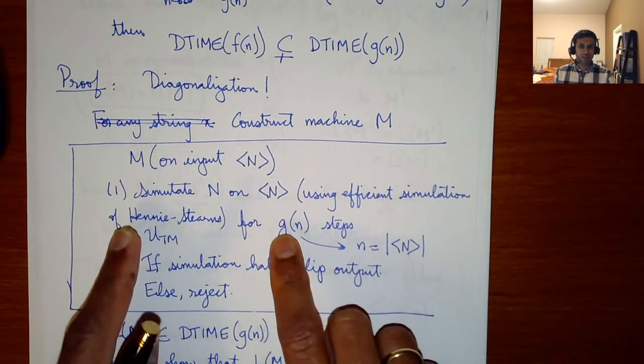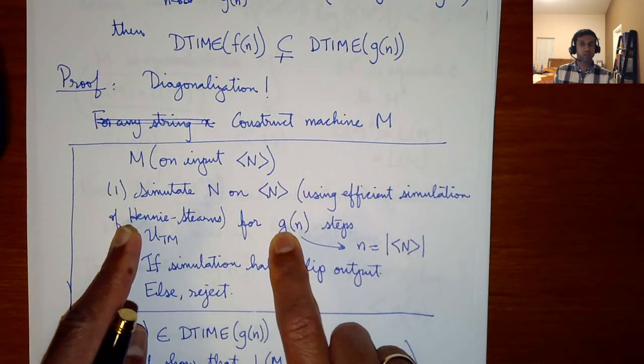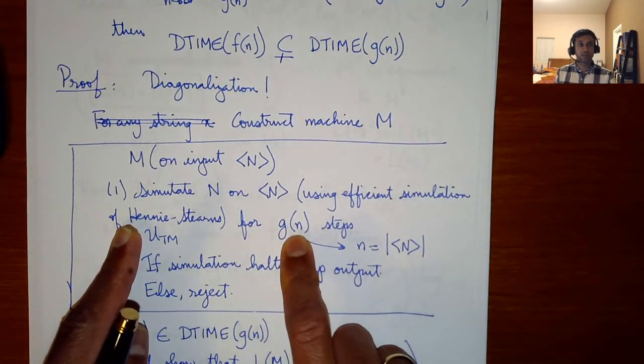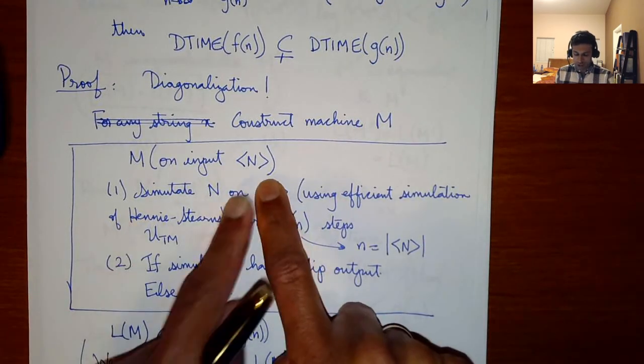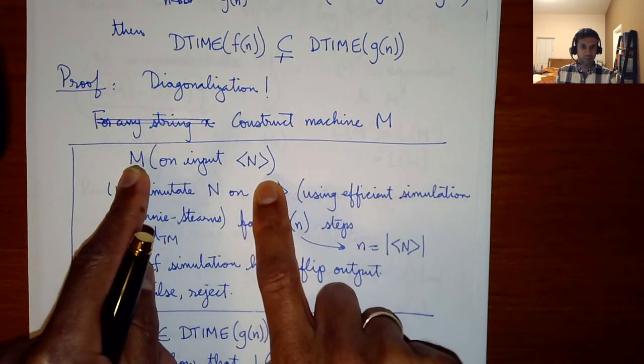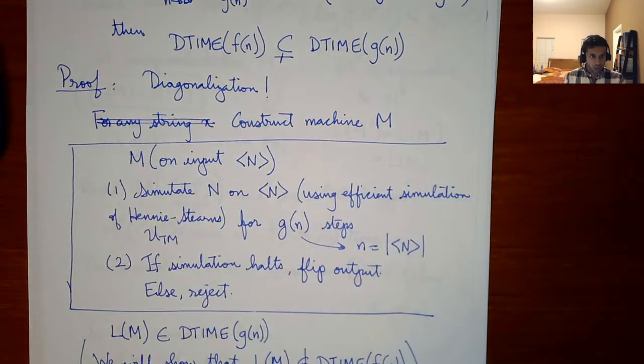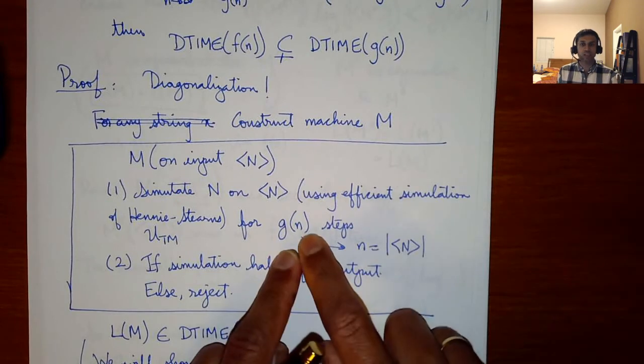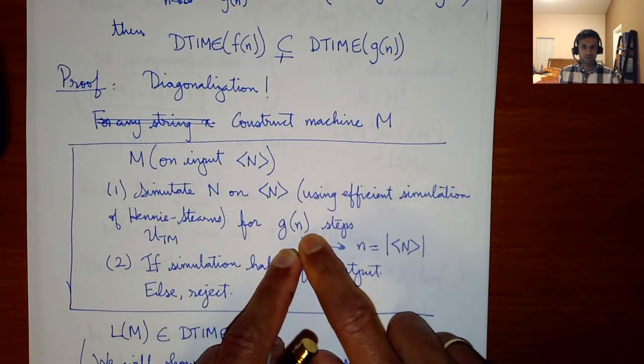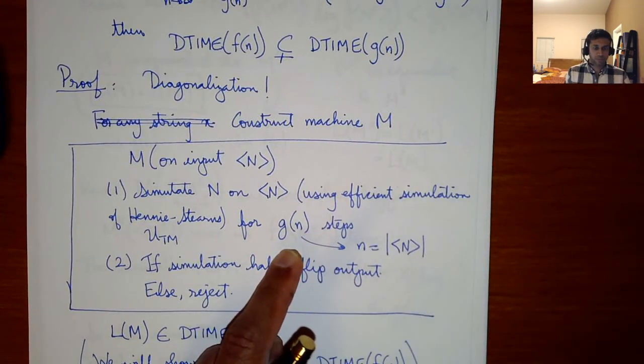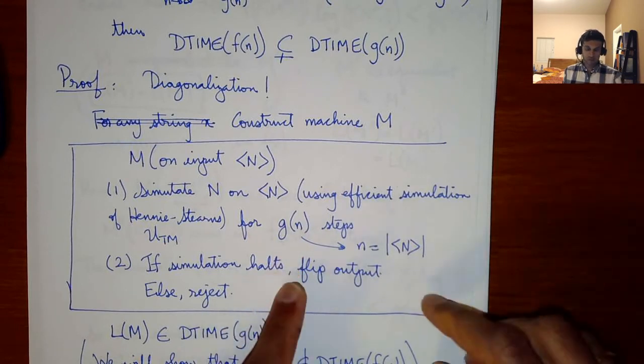That means that the simulation should not be able to terminate. That simulation should not terminate in so many steps. Which means that any machine that has the same language as M has to run for so long that the simulation will actually not halt. That is, it won't stop. Because otherwise it could flip the output.